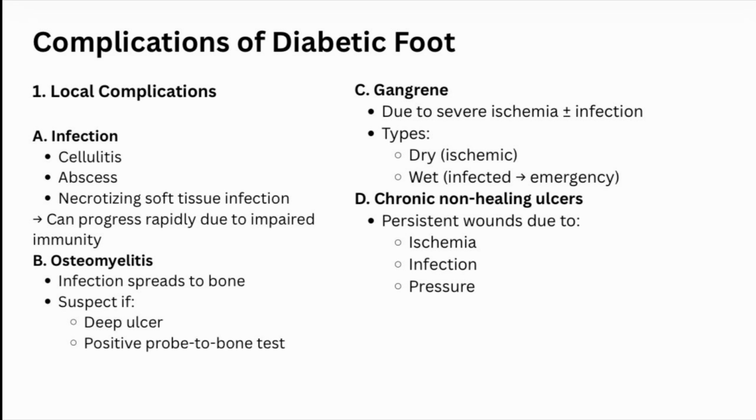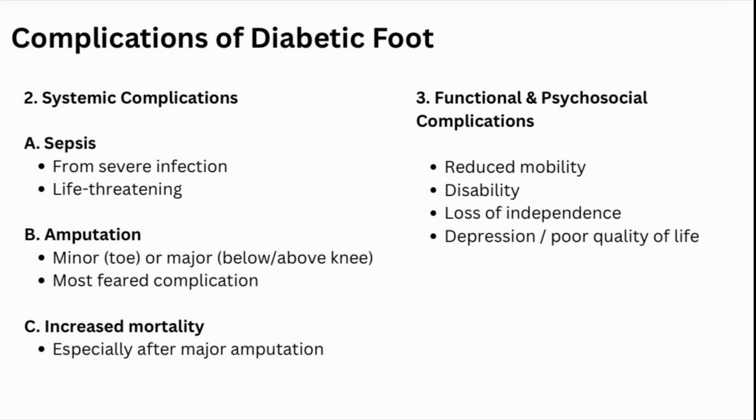Gangrene develops due to severe ischemia, with or without infection. It can be dry, which is ischemic, or wet, which is infected and represents a surgical emergency. Chronic non-healing ulcers occur due to a combination of ischemia, infection, and persistent pressure. Systemically, severe infection can lead to sepsis, which is life-threatening.